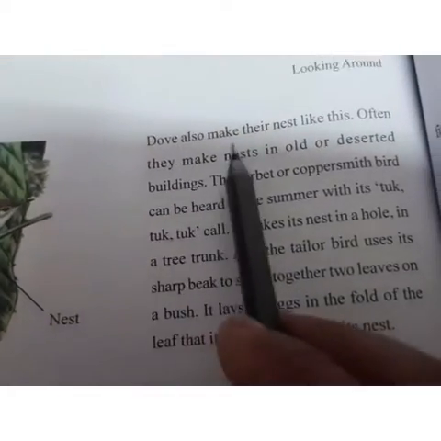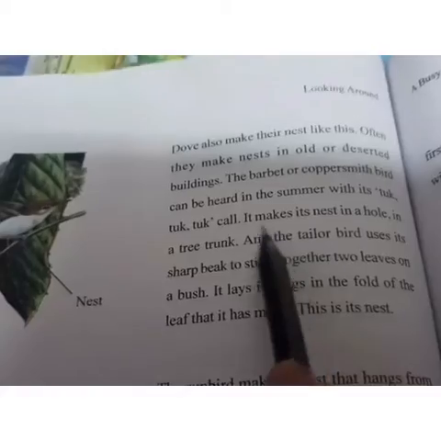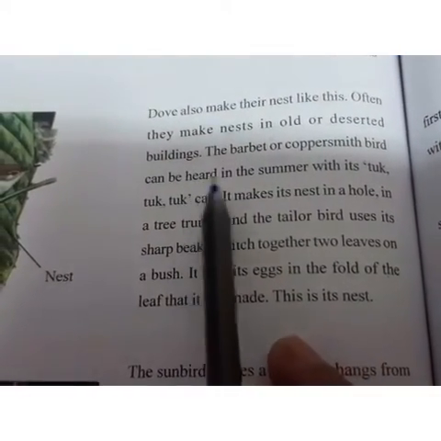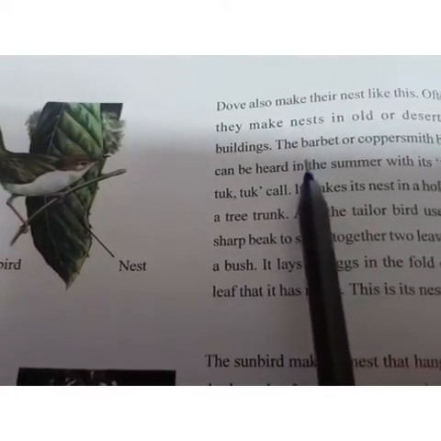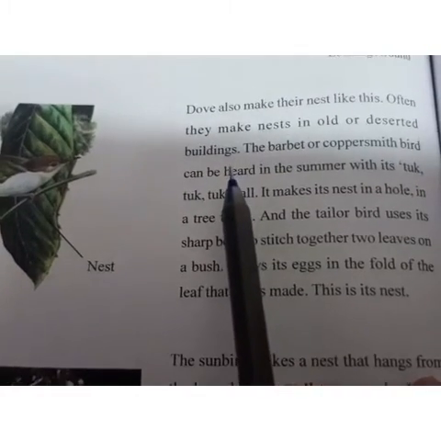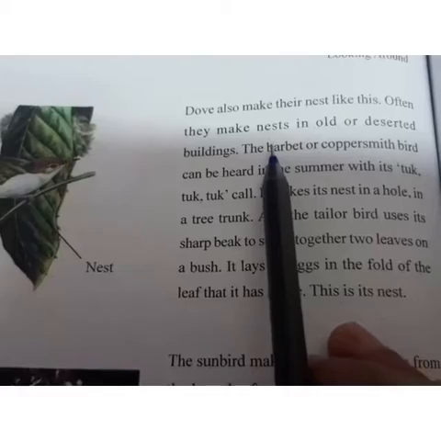Now dove also makes their nest like this. Often they make nests in old or deserted buildings. Now, where do the doves make their nest? Doves make their nest in the old and deserted buildings. That means the buildings which are not used. बहुत ही पुरानी और खाली buildings होती हैं, वहाँ पर dove जो है वो अपना nest बनाता है.